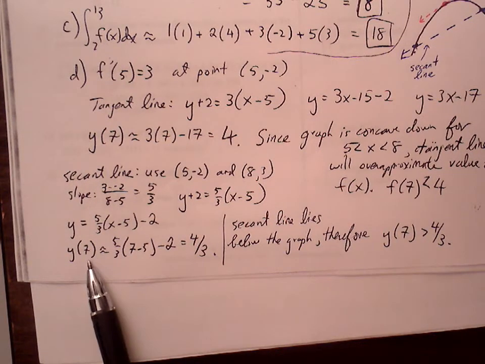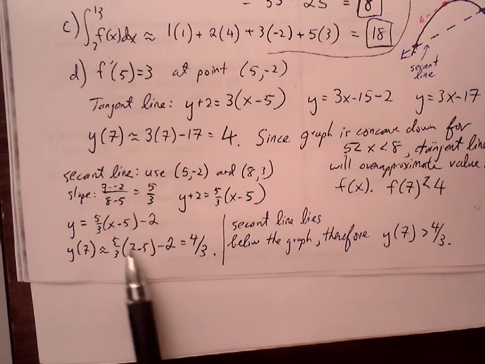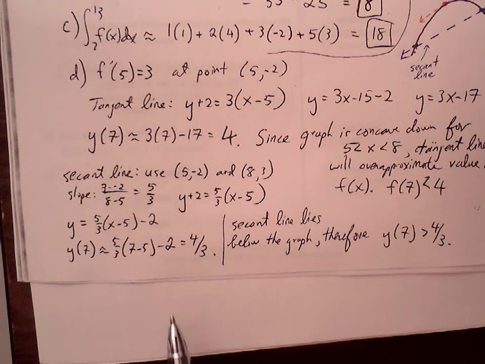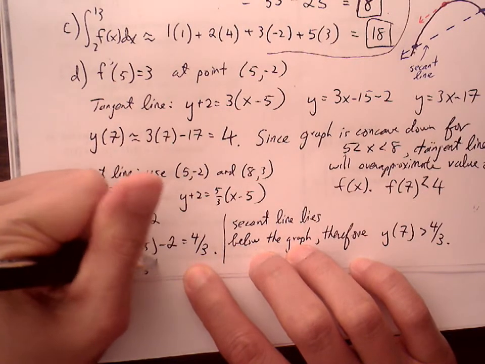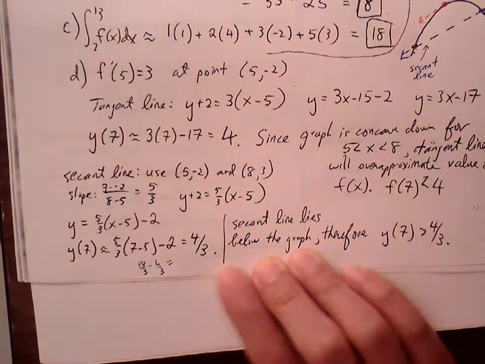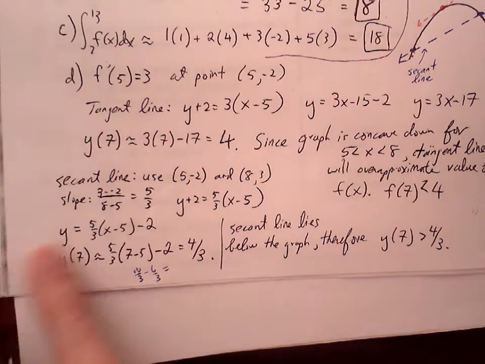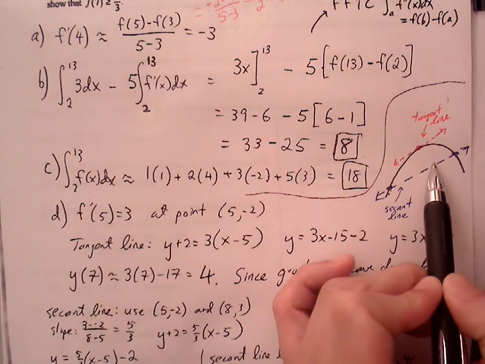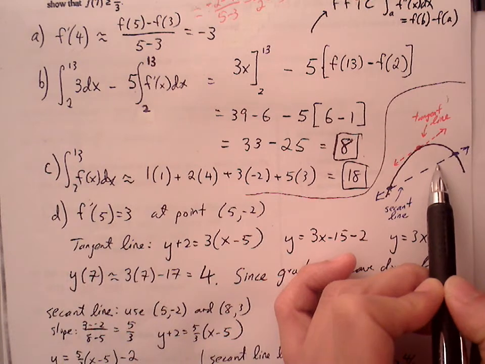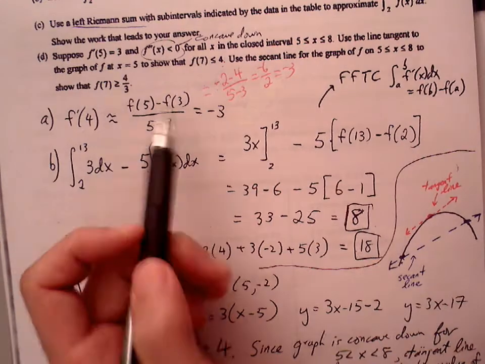If I plug 7 into that secant line, I get 5/3 times 7 minus 5. 7 minus 5 is 2. 2 times 5 is 10. 10/3 minus 2 is the same thing as 10/3 minus 6/3, which is equal to 4/3. So the secant line value is producing an approximation of 4/3. And if we get an approximated value of 4/3, we know that 4/3 must be less than the actual value of f of 7. And so we can make that conclusion.